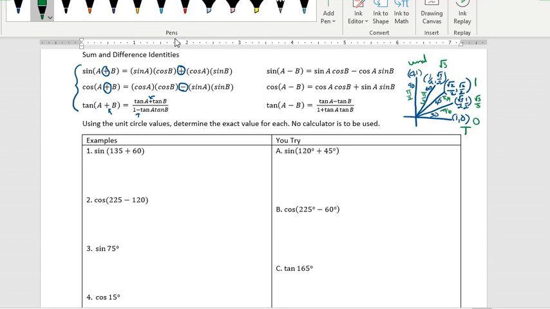So we have 135 plus 60. 135 is over in the second quadrant, so it's going up this way, and it's the same as the 45. And then 60. So first of all, just filling this in, I have sine of 135 times cosine of 60, and then plus cosine of 135 times sine of 60.